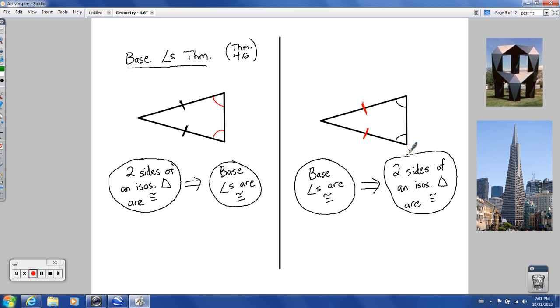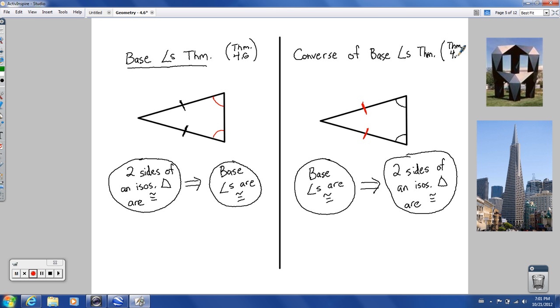So that's the reverse of this, or in other words, I switched the hypothesis and conclusion. Do you remember what we call that? If you say converse, you got it. So this is the converse of the base angles theorem. So it's still a theorem. There we go. It's just the converse of the original theorem.